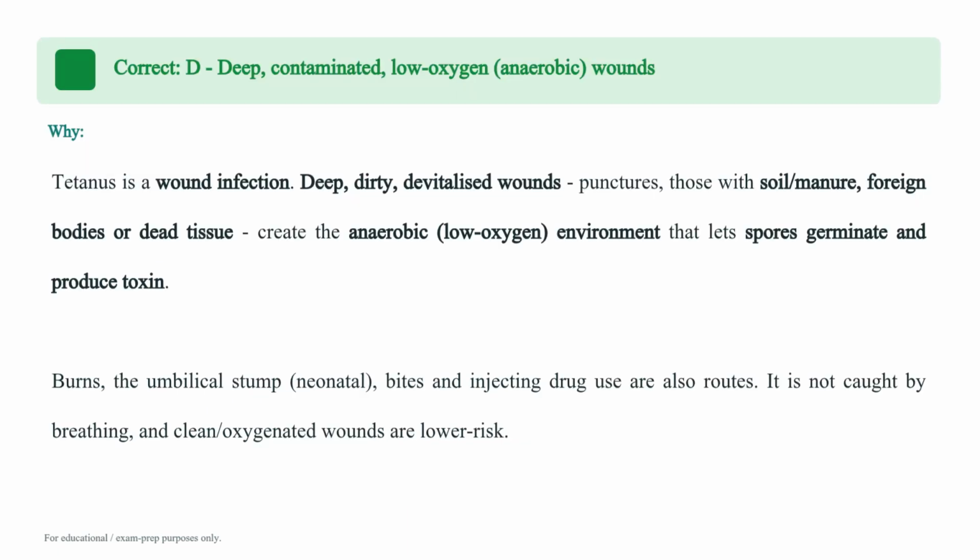The answer is D. Deep, dirty, low-oxygen wounds let spores germinate. Tetanus is a wound infection. Deep, dirty, devitalized wounds, punctures, and those with soil, manure, foreign bodies, or dead tissue create the anaerobic low-oxygen environment that lets spores germinate and produce toxin. Burns, the umbilical stump in neonates, bites, and injecting drug use are also routes. It is not caught by breathing, and clean oxygenated wounds are lower risk.